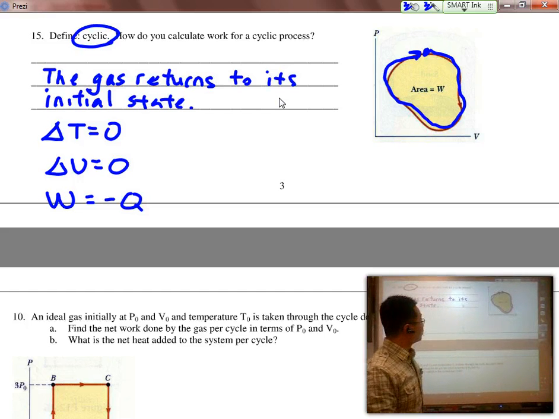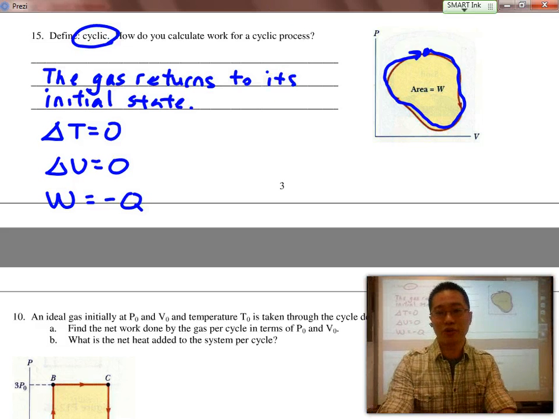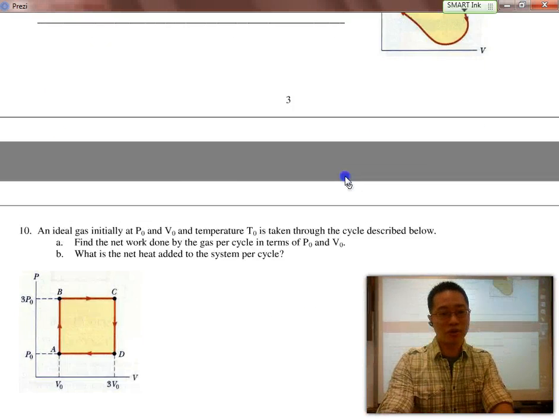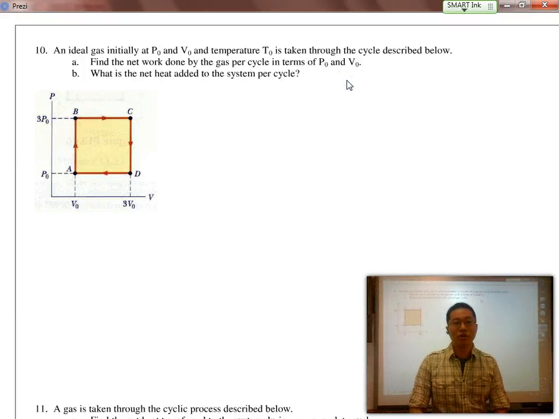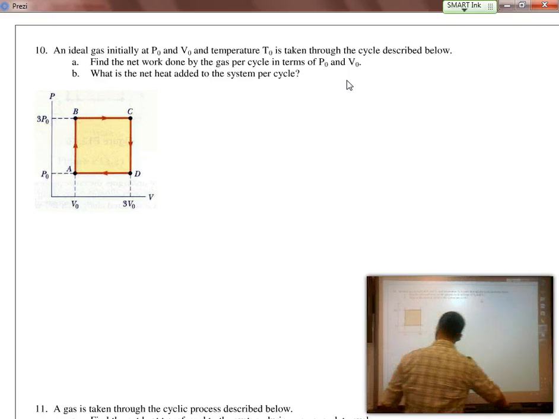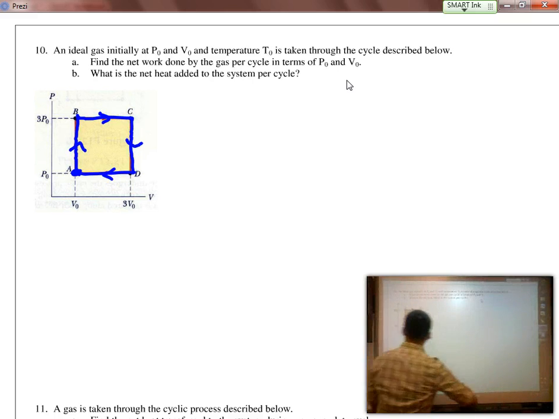But this example over here with the weird oblong shape is a little bit counterintuitive to understand. Rather, let's take a quick look at this example below, which has a box. We can actually solve this one as well at the same time. Our initial location is at point A. It gets heated isochorically, so it goes to B, isobarically to C, then cooled off isochorically, then cooled off isobarically. So we have a complete cyclic reaction.